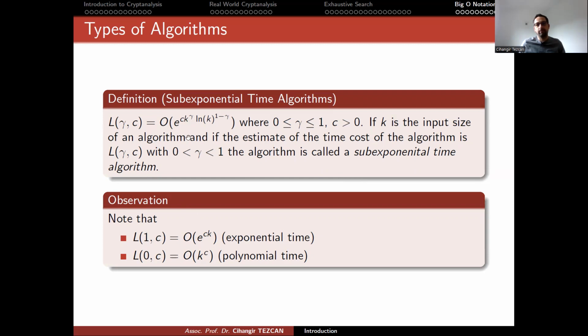If gamma is 0, now that you get rid of this part, you end up with ln k to the c, but e to the ln just cancels each other, you end up with k to the c, so you end up with a polynomial time algorithm. So smaller gamma, which is close to 0, means your algorithm is faster, but when it is closer to 1, it is slower.